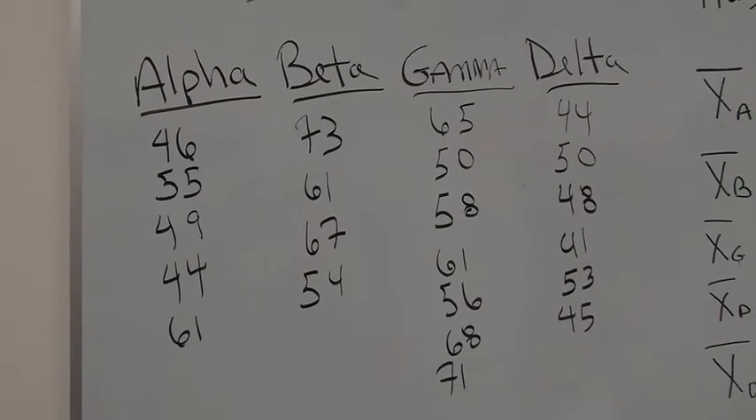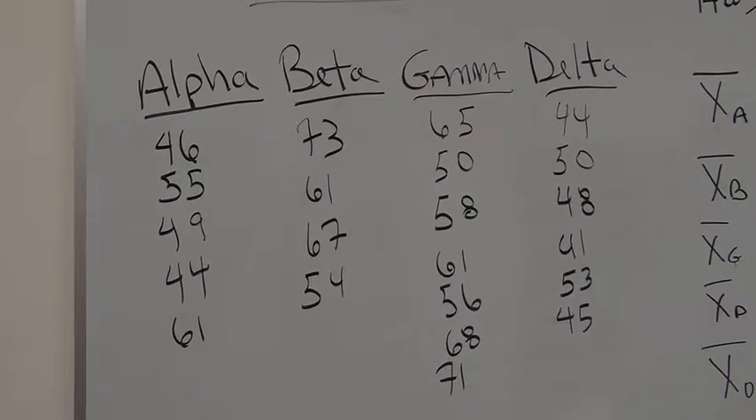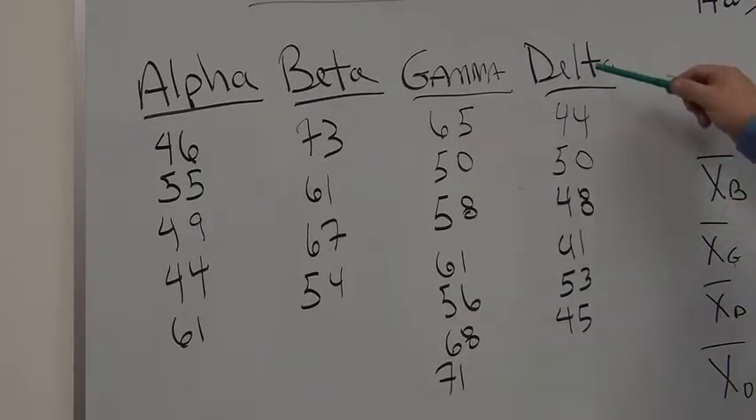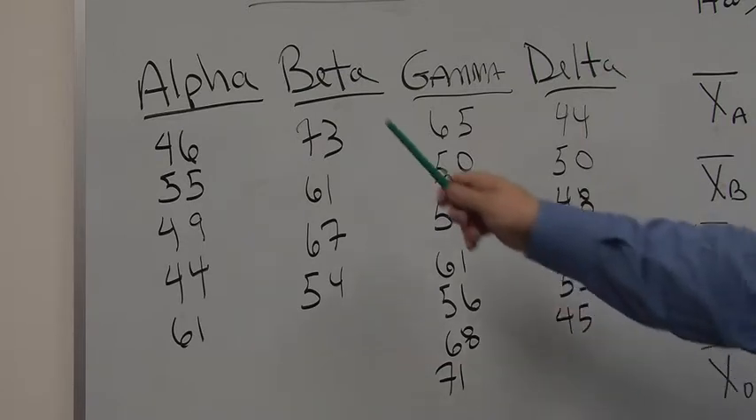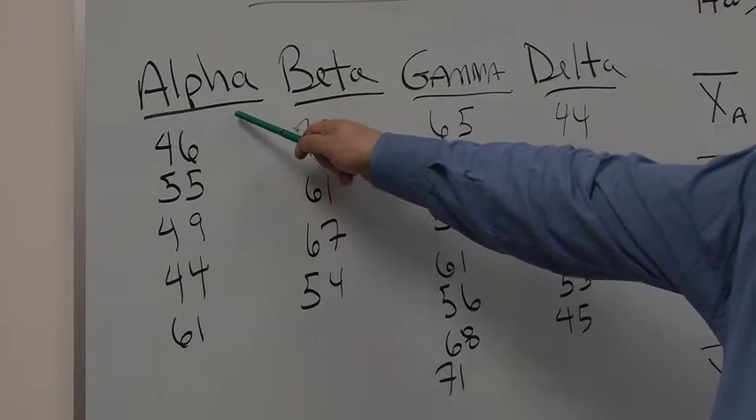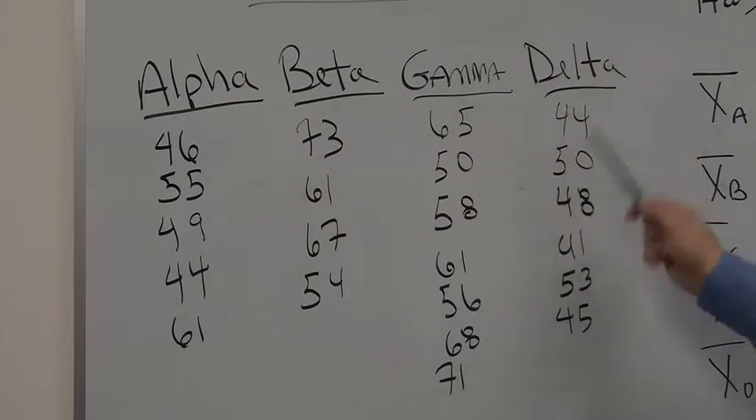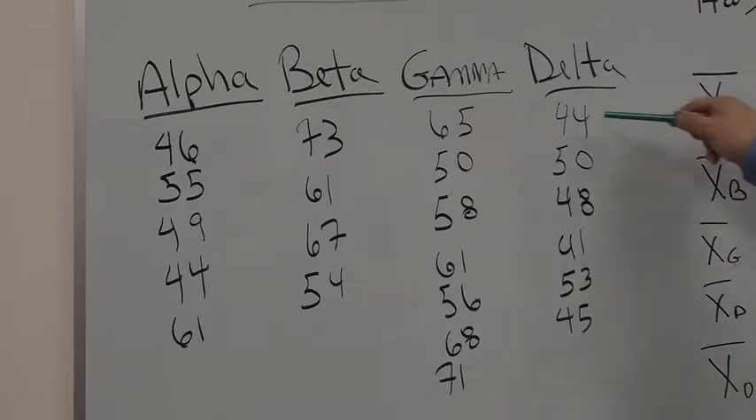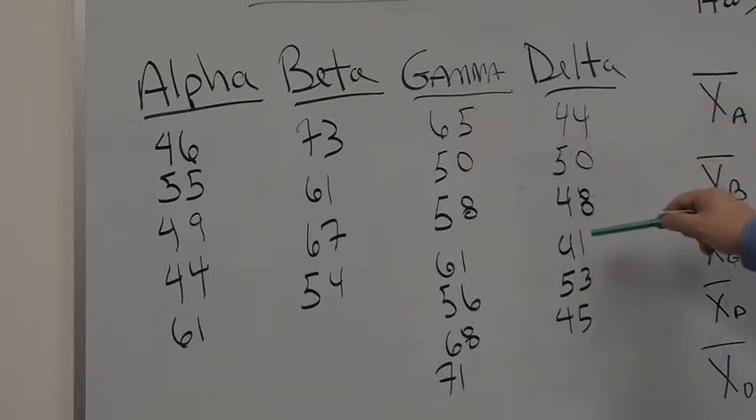So one thing that I want to emphasize here is that when we do ANOVA, you don't need to have the same number of observations for each group. We don't have to have the same number of, in this instance here, sets of tires for alpha, beta, gamma, and delta, so you can have different sample sizes here. Okay? So each of these numbers represents how many thousands of miles a set of tires lasted, whether those tires were alpha brand, beta, gamma, or delta brand.